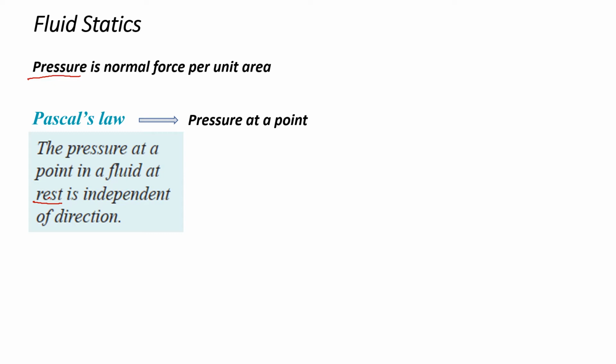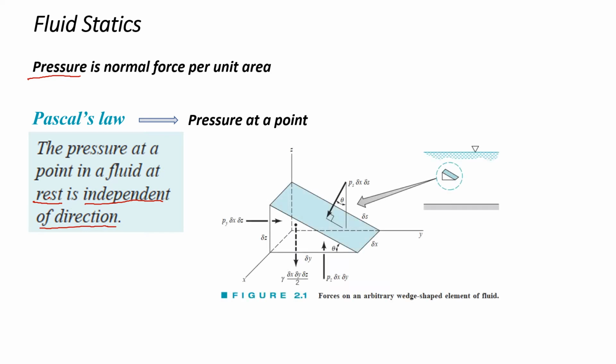So that's why the pressure is independent of direction if it is applied in a fluid at rest at a certain point. What we did, we used this wedge-shaped fluid element. We applied F equals ma, and similarly, if the fluid is at rest, there will be no acceleration, so this term comes out to be 0. So we are left with this equation, that the summation of all the forces is equal to 0.